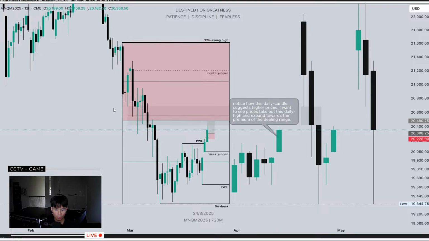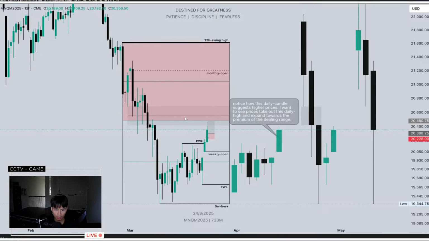And with the way that we closed here on this daily time frame, I noticed that, hey, this daily candle is bullish. In the next daily candle, I am anticipating for prices to take out this daily swing high. So that means that I am bullish, right?